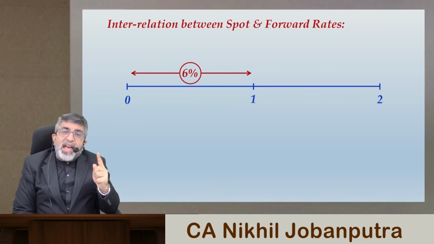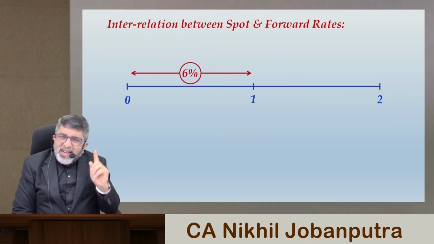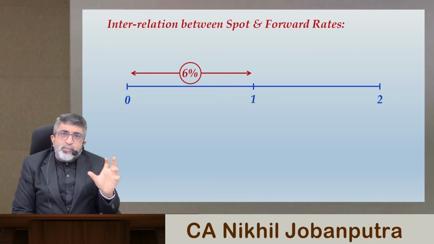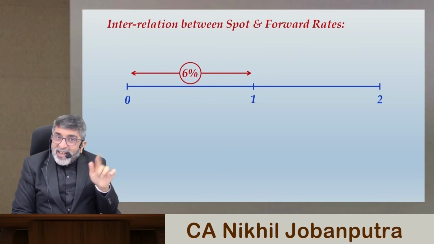S3 represents the annualized spot rate for a 3 year loan starting now. So when it is a spot rate, it has to start now. S1, S2, S3 are symbols used for spot rates. Alternatively, you may use Z1, Z2, Z3, Z4, etc. for spot rates. Why does Z come into the picture?